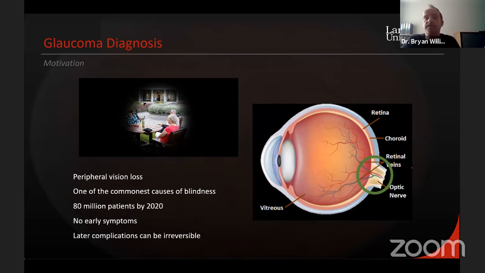And people tend to be quite surprised by that concept, because they tend to think if it's your vision, then surely if something's going wrong, you're going to know about it. And the real problem with glaucoma is that once this damage has happened, it can be irreversible. So I think it's the leading cause of irreversible blindness in the world. So what we want to do ultimately with glaucoma is we want to be able to diagnose it faster, and we want to be able to diagnose it earlier.